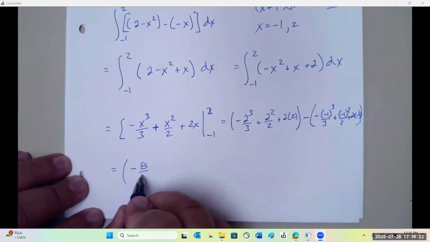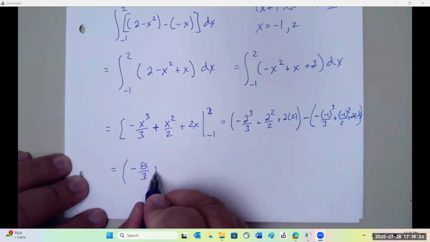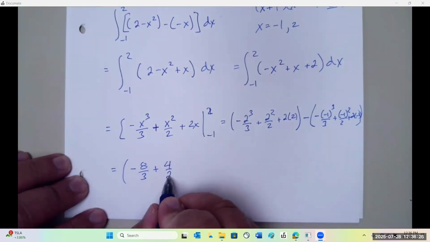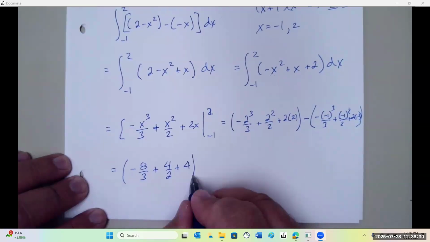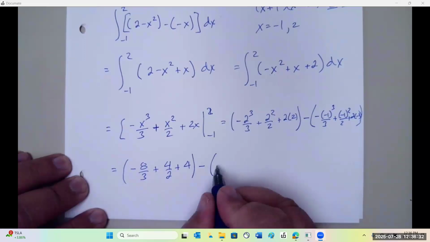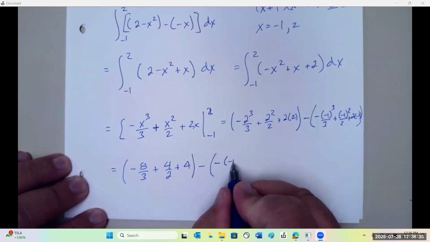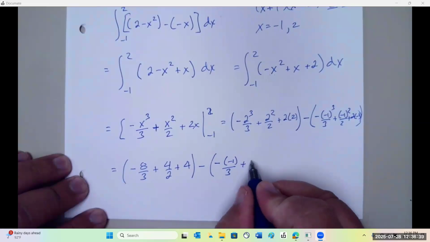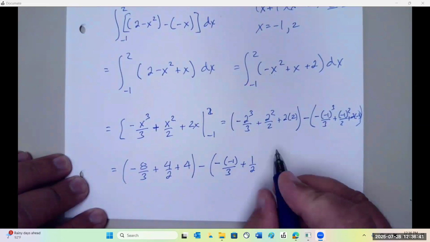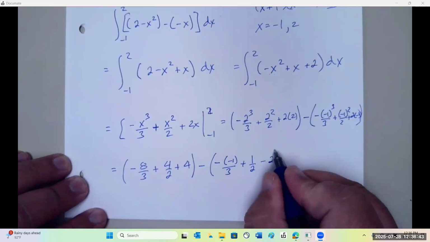Negative 8 over 3 plus 4 over 2 plus 4, minus negative 1 over 3 plus 1 over 2 minus 2.